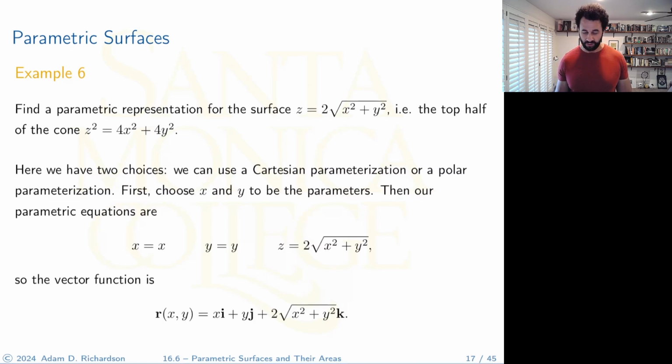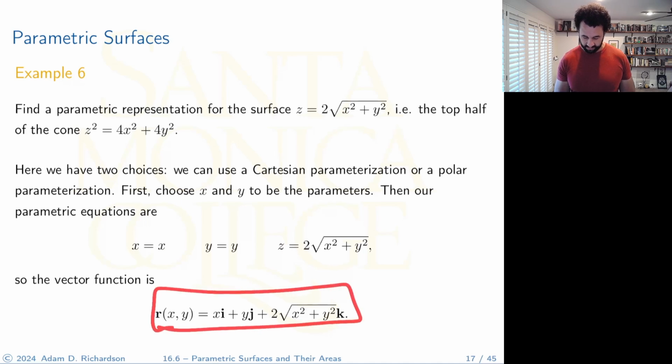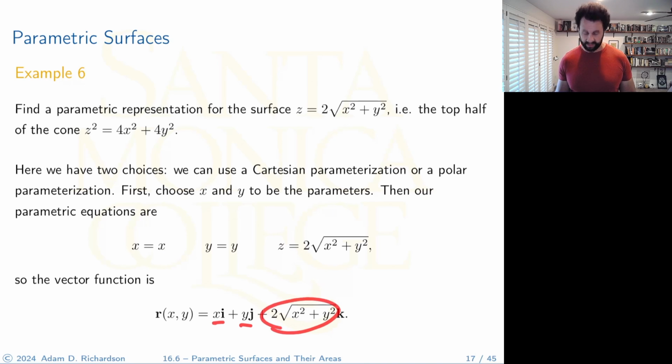We have some choices. So the first choice is we can use a Cartesian parameterization because z is a function of x and y. So we could just literally let x and y be our parameters and then let z be given by this function of x and y. So that's one way to do it. So our parametric equations are this, this, and this. And if we write those as a vector function, we get this, just like so. X, Y, and then Z, right? So that's one way to do it.